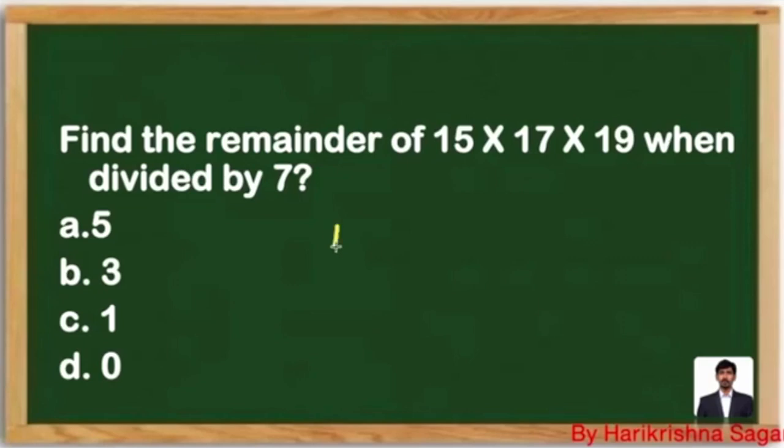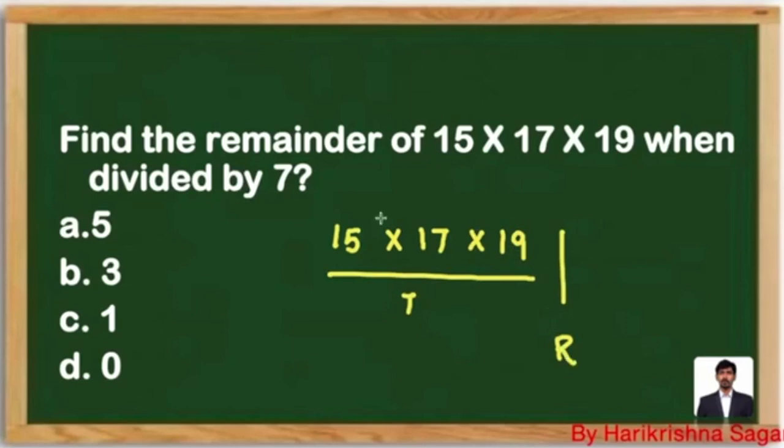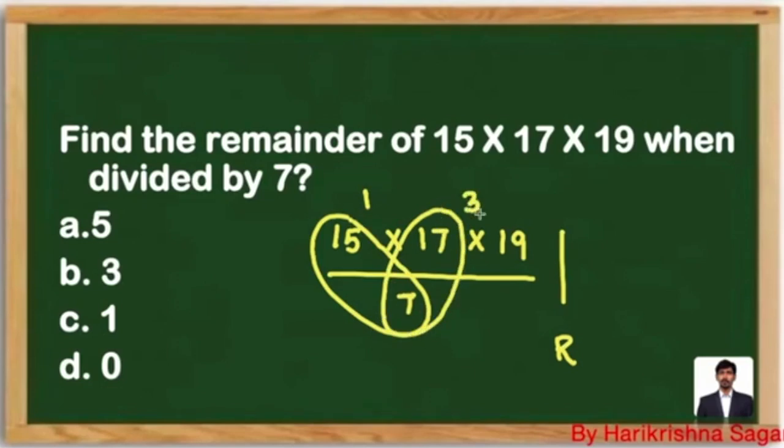So very simple question. 15 into 17 into 19 is divided by 7. What is the remainder is the question. Very good. Yamuna is saying option C. Yogita is saying 1. Okay. Haripriya is saying 1. Okay. What is the logic? We can simply go with the individual remainders, right? 15 by 7: 7 2s are 14, we are left with a remainder of 1. 17 by 7: 7 2s are 14, we are left with a remainder of 3. 19 by 7: 7 2s are 14, I am left with a remainder of 5. So 1 into 3 into 5.